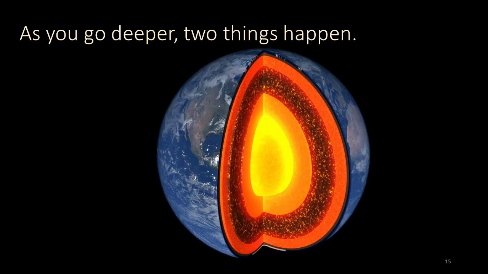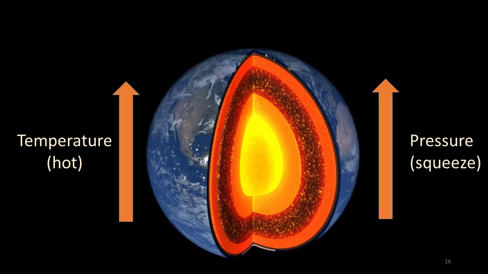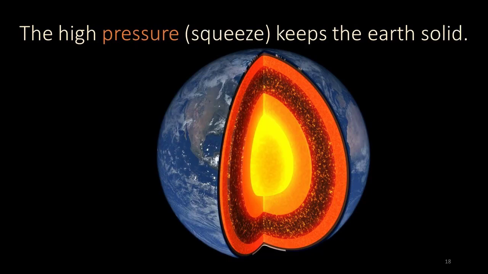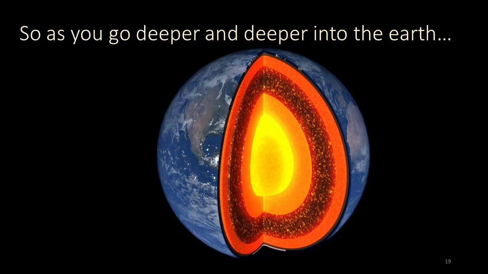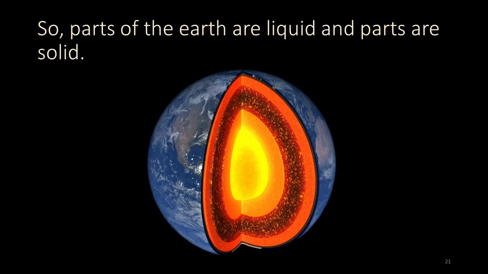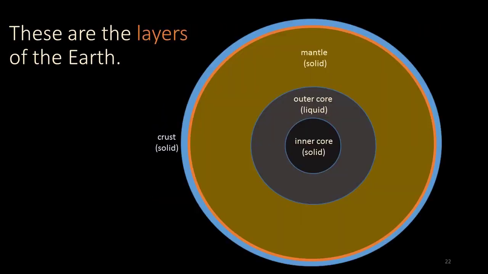As you go deeper, two things happen. It gets hotter and the pressure gets greater. The temperature melts the rock or the earth. The pressure keeps the rock or the earth solid. So as you go deeper and deeper into the earth, sometimes the heat wins, sometimes pressure wins. When heat wins, it's liquid. So parts of the earth are liquid and parts are solid as you go down.